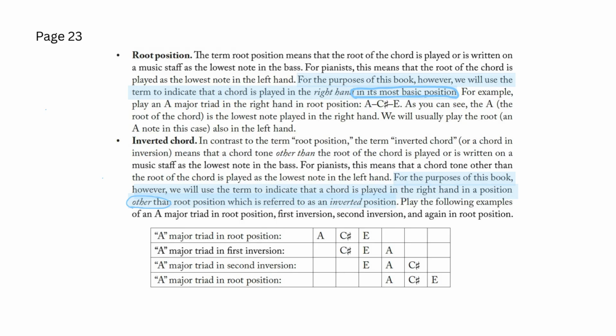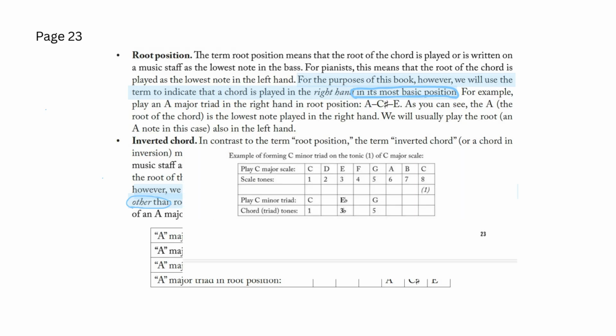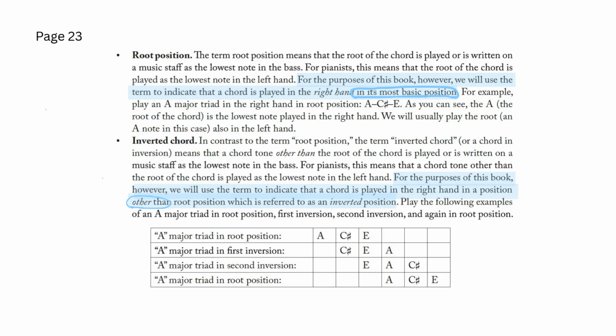That's A, C sharp, E. Then we have A major triad in first inversion. So we're going to move the lower A and put it on top. So I'm playing C sharp with my right thumb, E with my index finger, and A with my little finger. I'm going to give you numbers for those finger positions in a moment, next time.